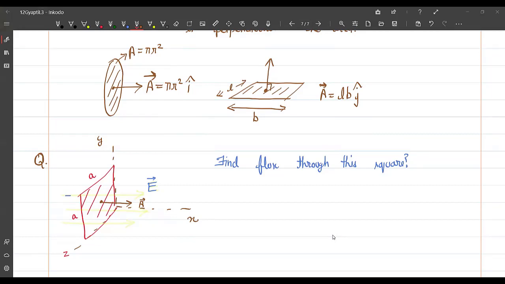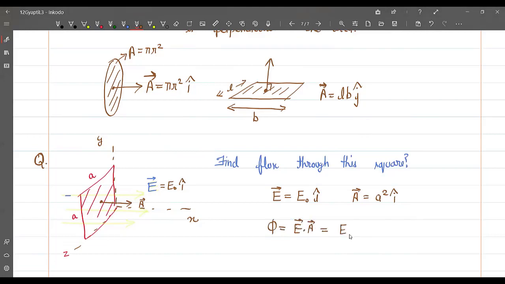Sir, E vector A square. E vector is along the x-axis. You can write this as E naught I cap, and the area vector, as we said, is A square into I cap. So flux will be E dot A. That is E naught into A square. Correct.